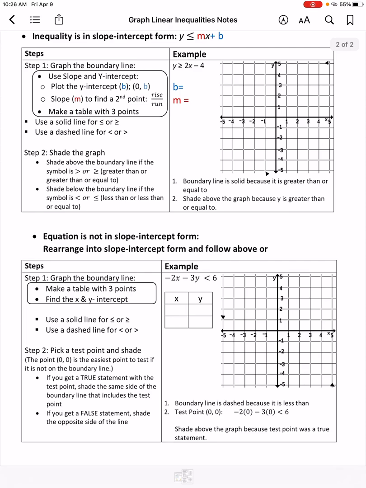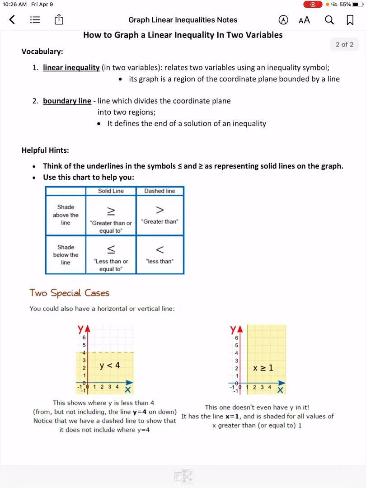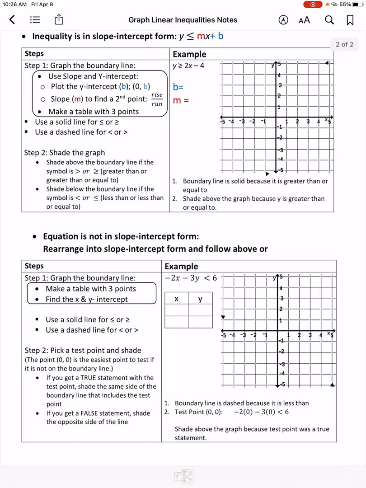Here on page 2, we're going to look at a couple of examples. One of those is in slope-intercept form. So as we look here for steps, it says graph the boundary line. It says use the slope and intercept. So the first thing we're going to do is plot the y-intercept, or the b. So if we look at our example over here, our b is going to be -4. So I'm going to put a dot at -4.